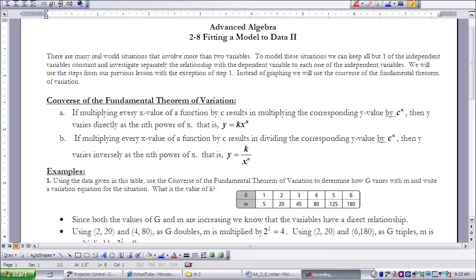The first part is, if multiplying every x value of a function by c results in multiplying the corresponding y value by c to the power of n, then y varies directly as the nth power of x. That is, y equals k times x to the nth power. In part B, if multiplying every x value of a function by c results in dividing the corresponding y value by c to the power of n, then y varies inversely as the nth power of x. That is, y is equal to k divided by x to the power of n.